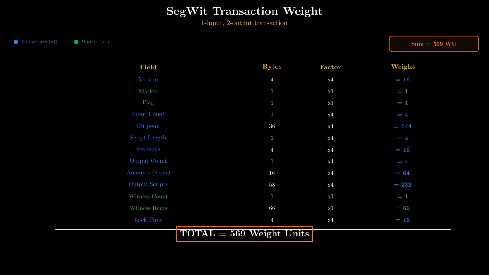Now sum everything up. 16 plus 1 plus 1 plus 4 plus 144 plus 4 plus 16 plus 4 plus 64 plus 232 plus 1 plus 66 plus 16 gives us 569 weight units total. Divide by 4 to convert to virtual bytes. 569 divided by 4 equals 142.25 virtual bytes. Now visualize this.